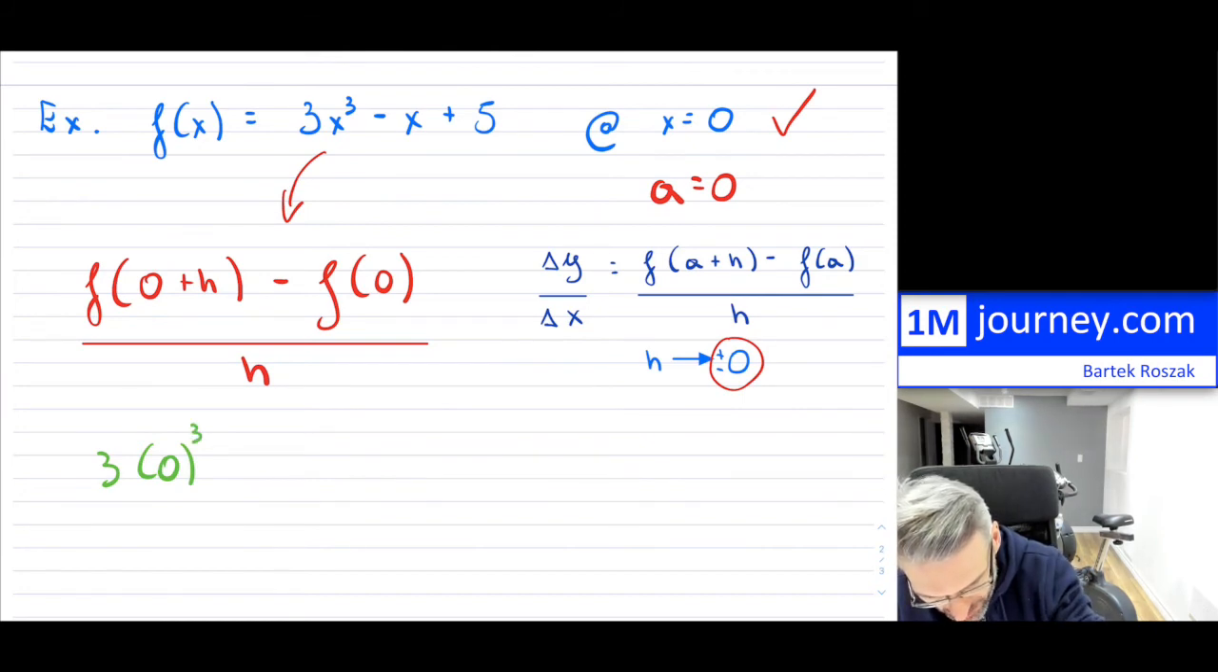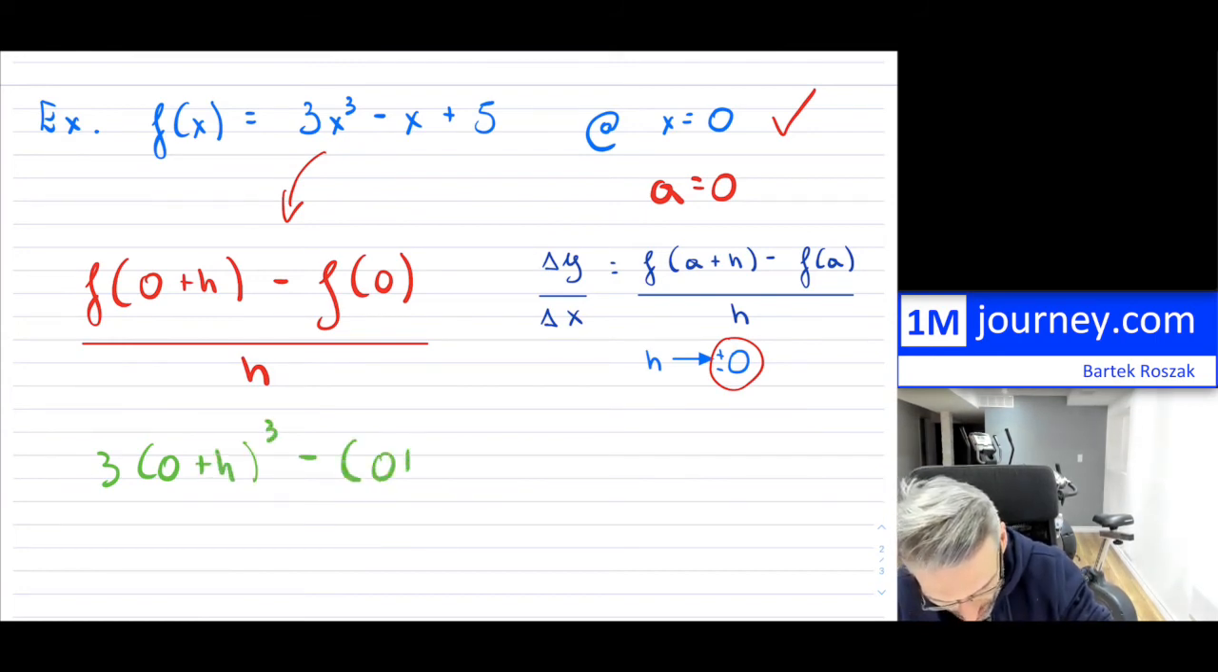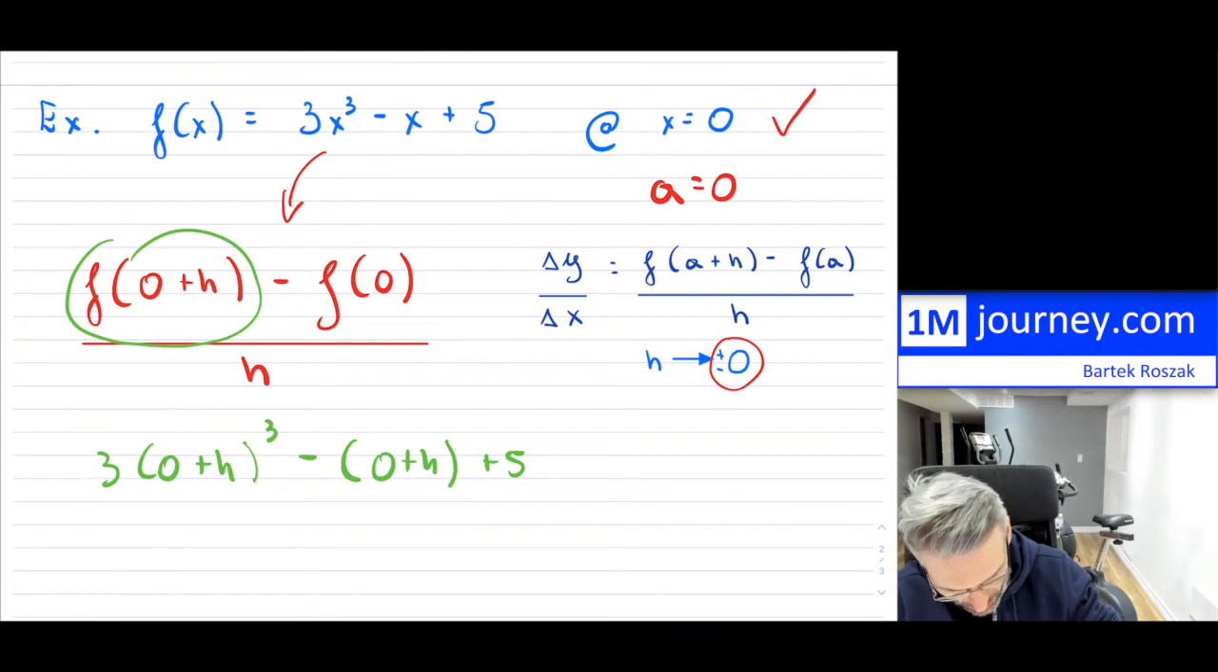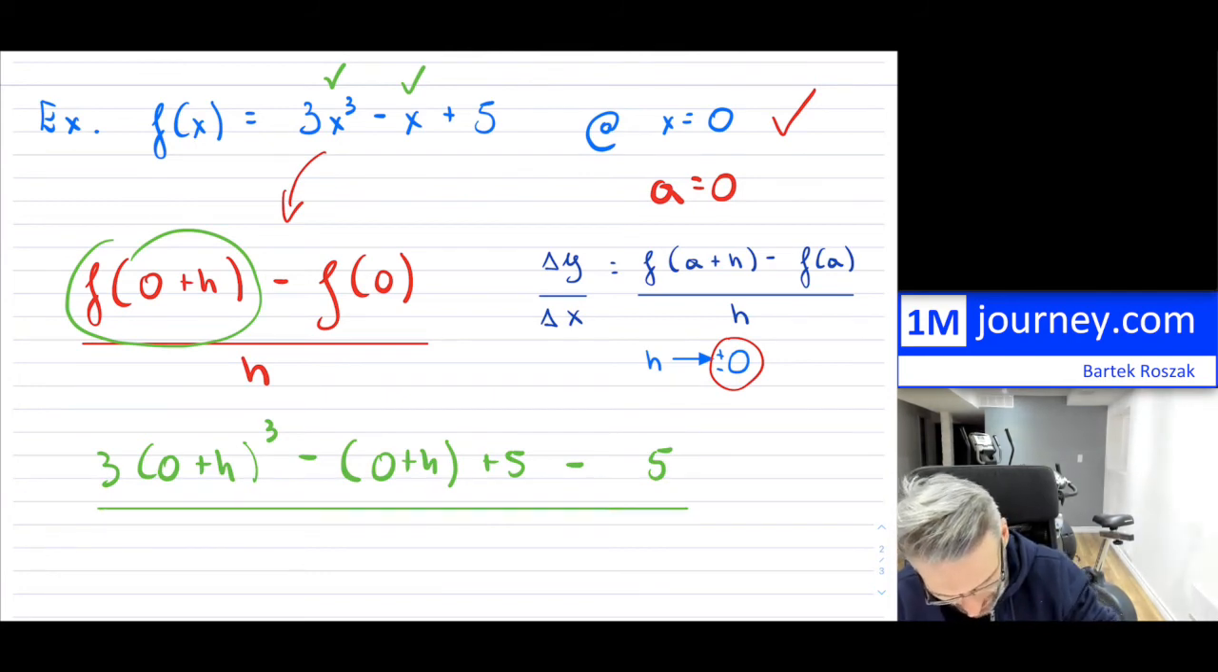I apologize here. Let me erase this because there's an h there. So let's substitute that. Minus 0 plus my h plus 5. So that's this right here. And now we're subtracting. We're just subbing in 0. So if we substitute this, that's going to be 0 minus 0. So that's going to be just 5, and then divided by my h.